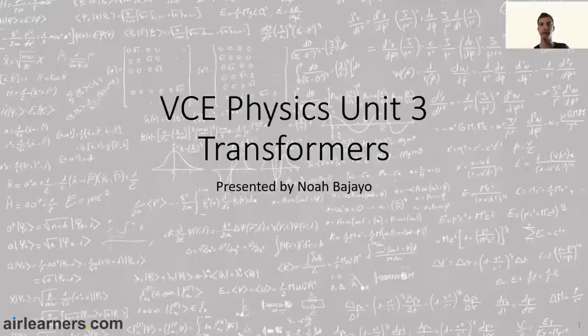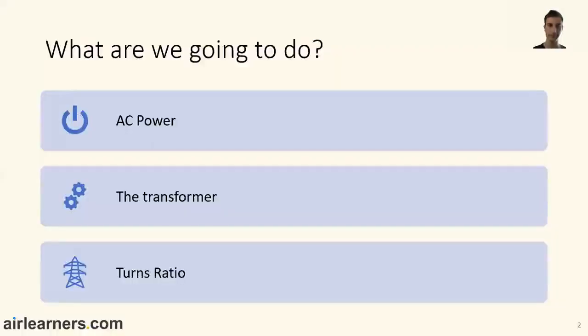Today we'll be taking a look at transformers, which in a sense is the application of flux. So what are we going to do? First thing is we're going to look at alternating current and alternating current power. We're going to then take a look at what the transformer actually is before applying our knowledge of circuits with the turns ratio.